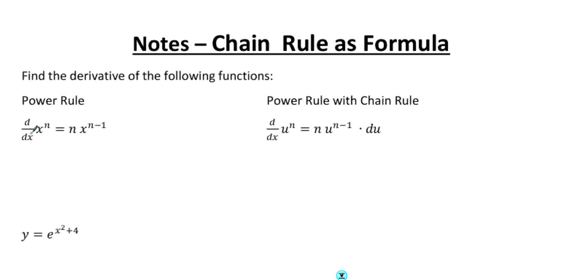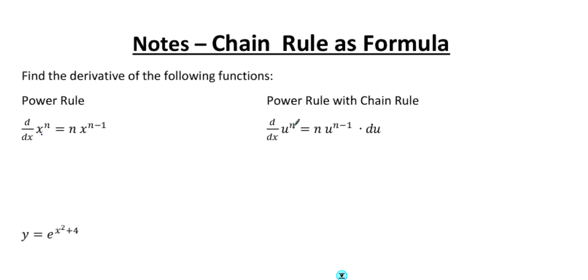So basically if this is our derivative, let's say that this wasn't just x. Let's say that this was u to the n power. U in calculus basically tells us that it's a function. So the power rule with just x to the n, you move the power out in front, and then you subtract 1 from the power.